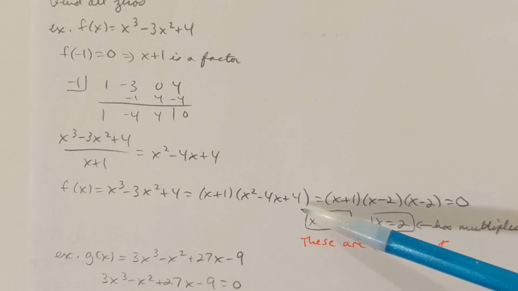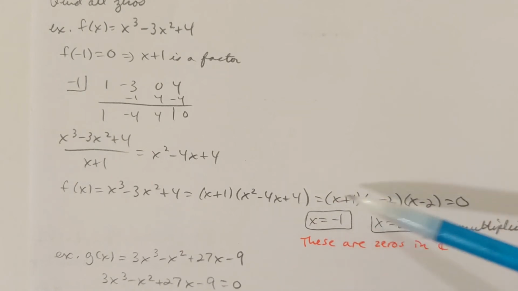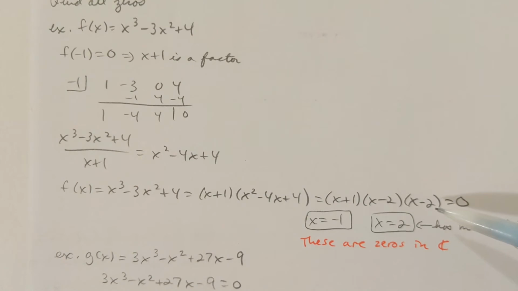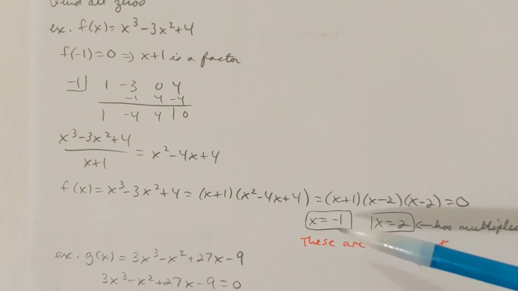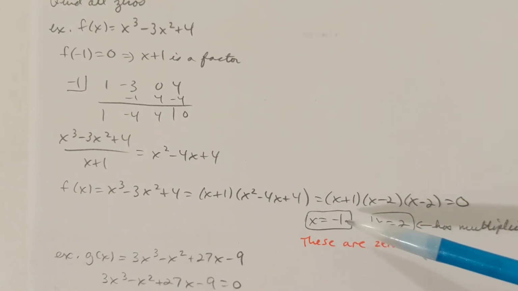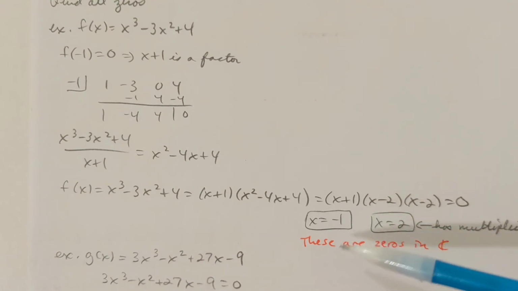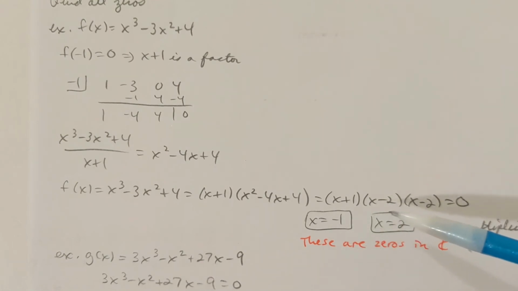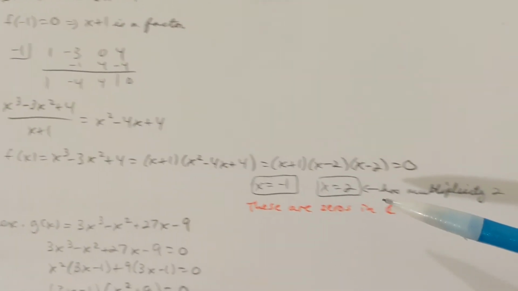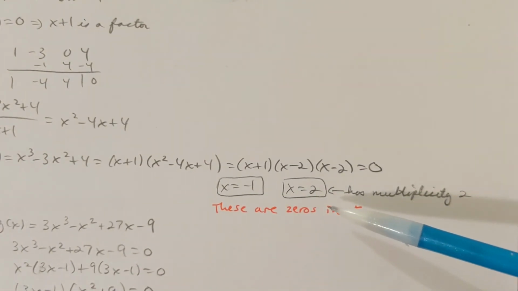X squared minus 4x plus 4 factors as x minus 2 times x minus 2. That's equal to 0, so x plus 1 equals 0 means that x equals negative 1. X minus 2 equals 0 means that x equals 2. Okay, now 2 has multiplicity 2.